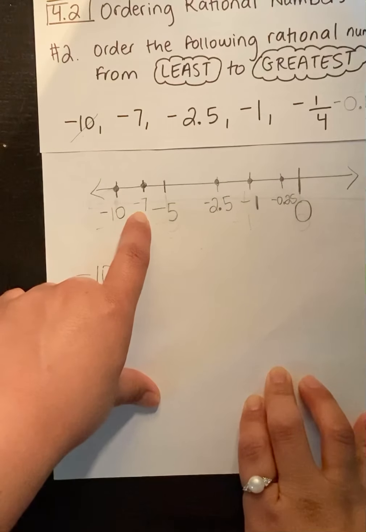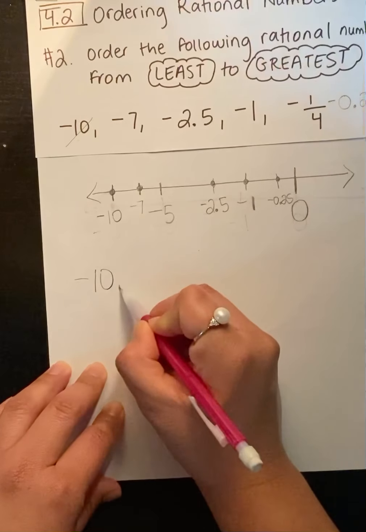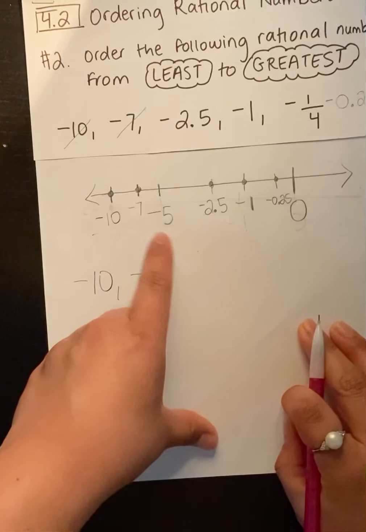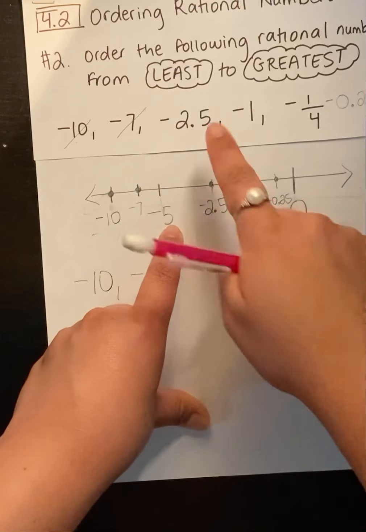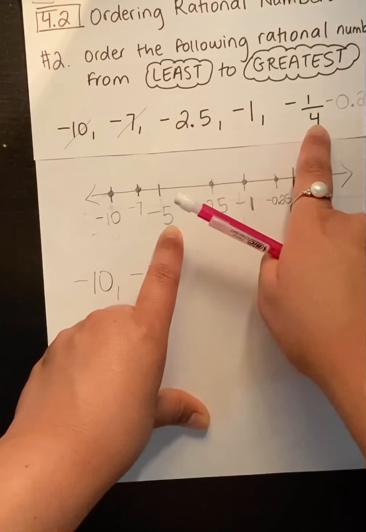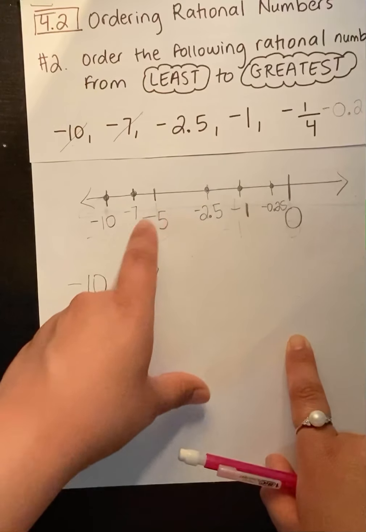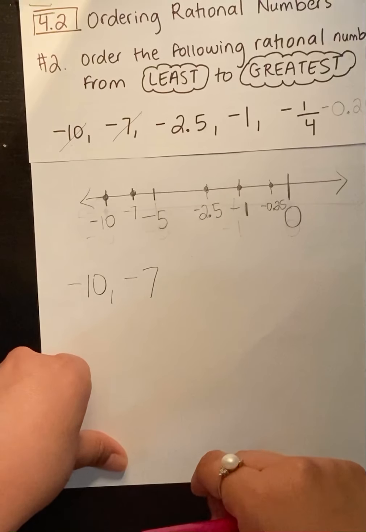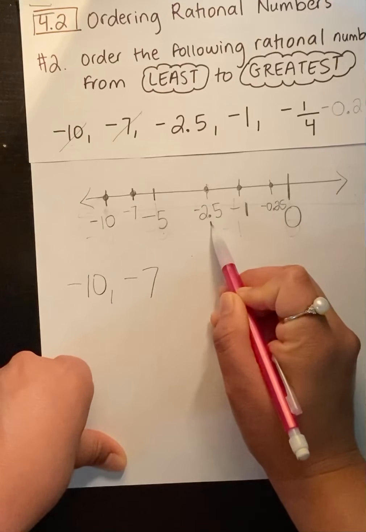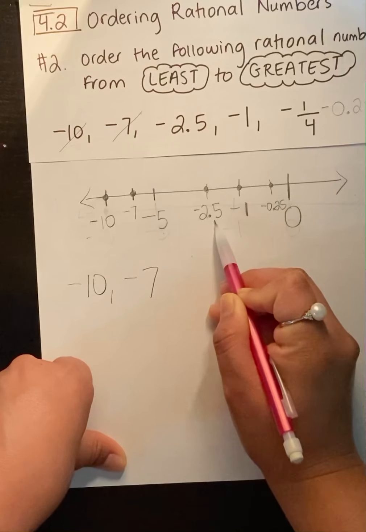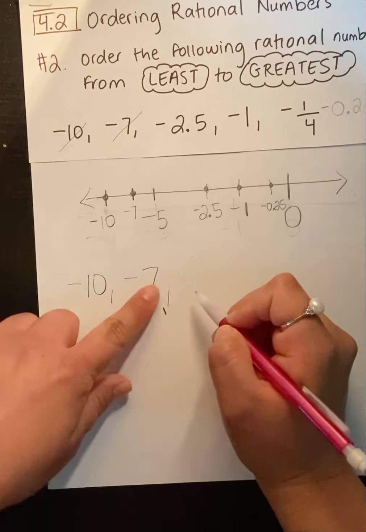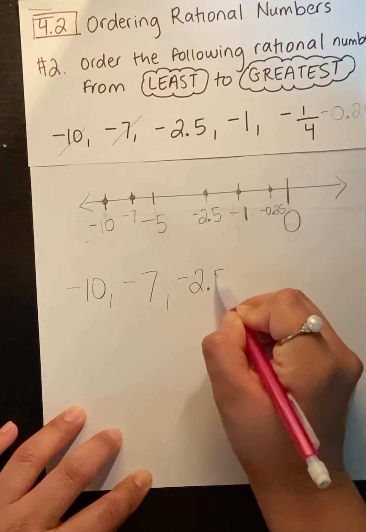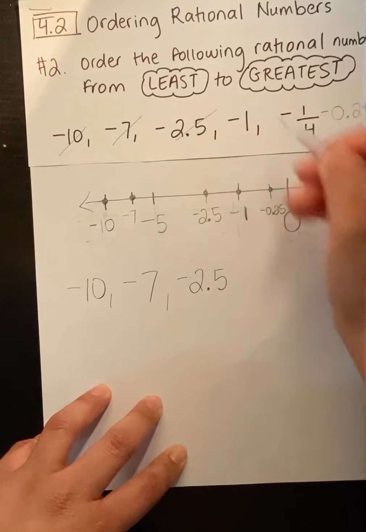My next number is -7, and I'm going to cross it out. My next number here on the number line was -5, but if you notice, -5 is not part of the list. It was just a number that I had put on my number line to help me plot the others. So I am not going to write -5. My next number is negative 2.5. So I'm going to go ahead and write negative 2.5 and cross it out.